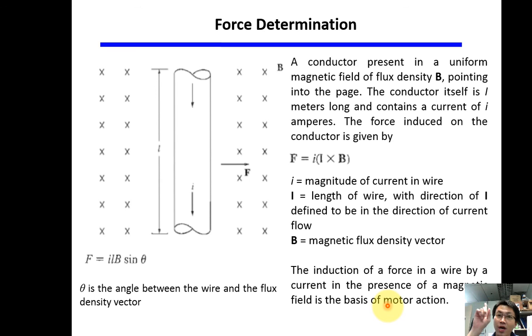For example, the fan: when I switch it on, current is injected into the stator coil. Then from the coil, it will rotate the motor. So this is motor action. We use this equation, Fleming's left hand rule, to calculate it.